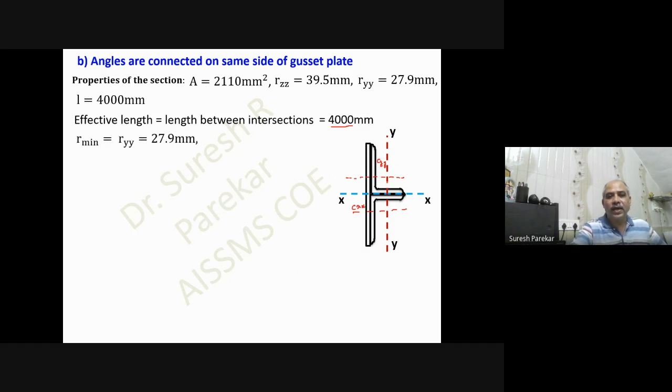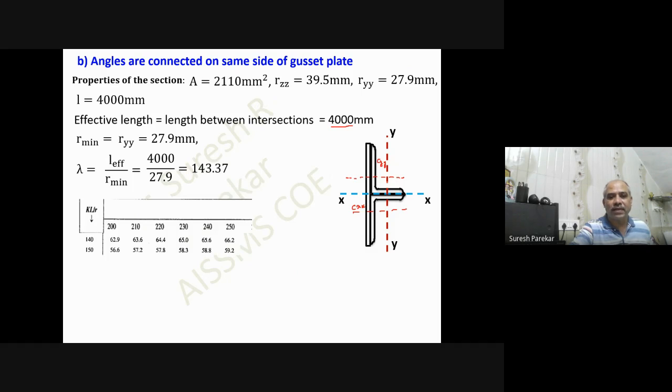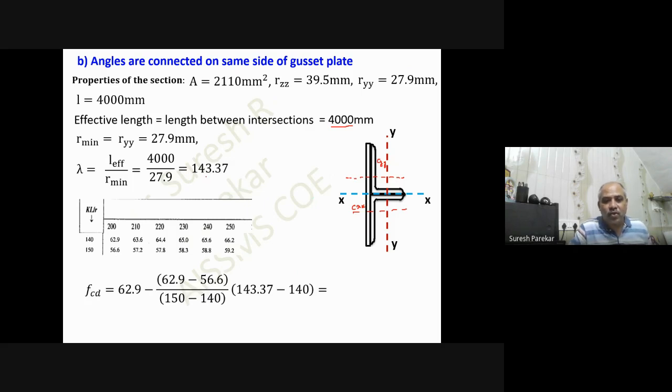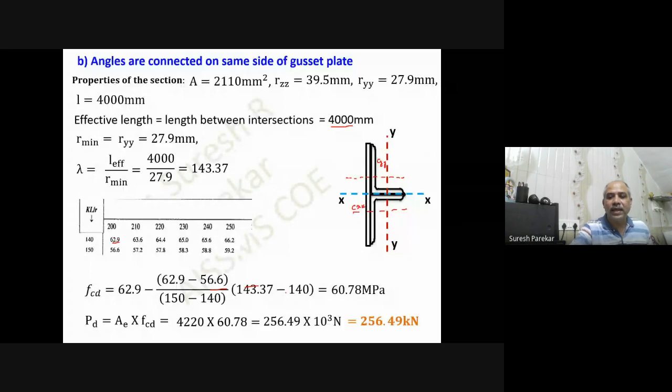And then we are going to get r minimum ryy equal to 27.9 millimeter. And then lambda, 4000 upon 27.9 is 143.37. And again from table 9C, we can find the value of fcd in the same fashion. So we have taken 62.9 as the higher value, so we are going to subtract it. And from this, we are going to get this value equal to 60.78 MPa. And then in the same fashion, we will put in the equation Pd equal to A into fcd. It will give us 256.49 kilonewton.